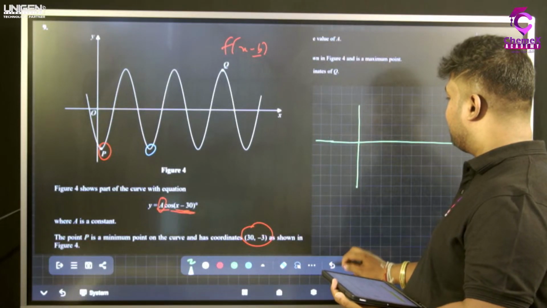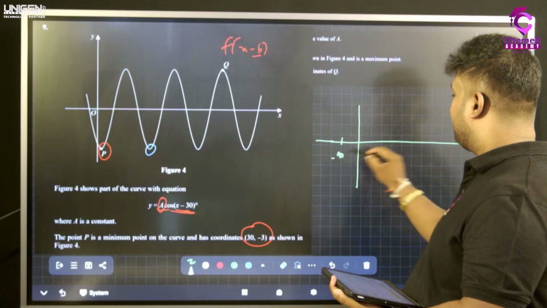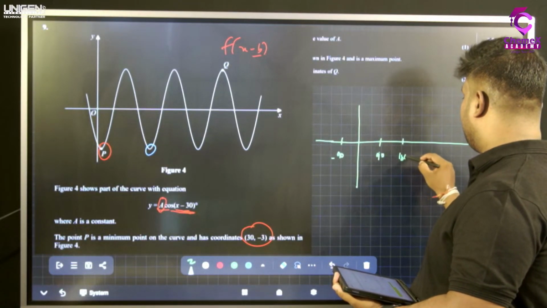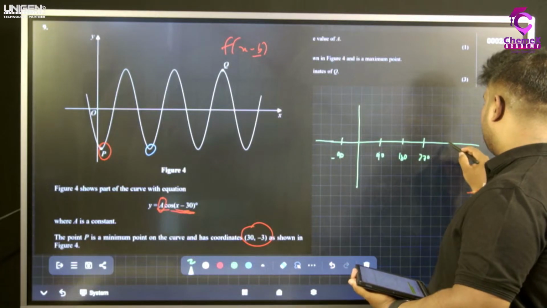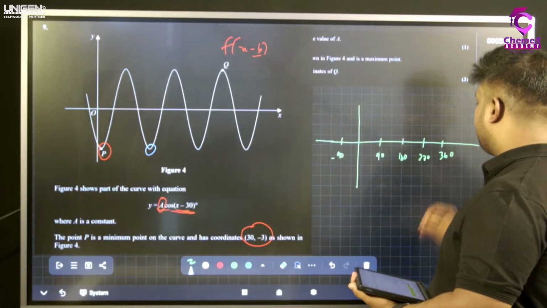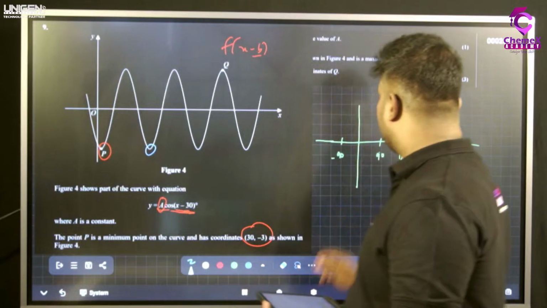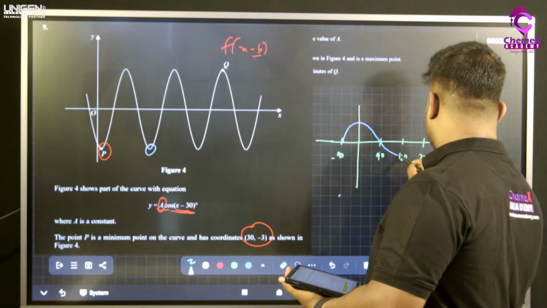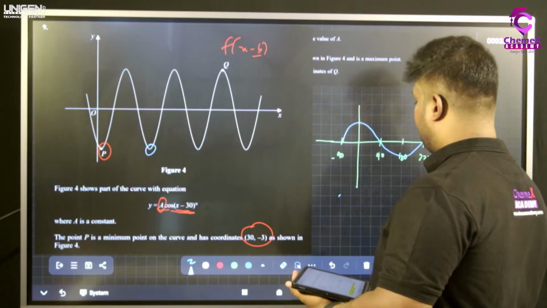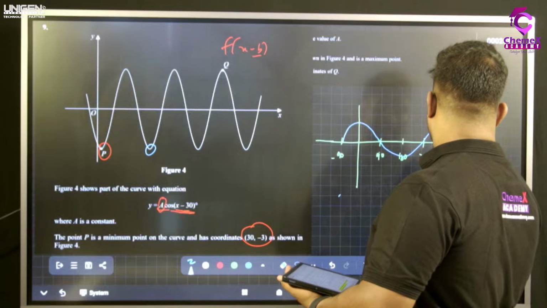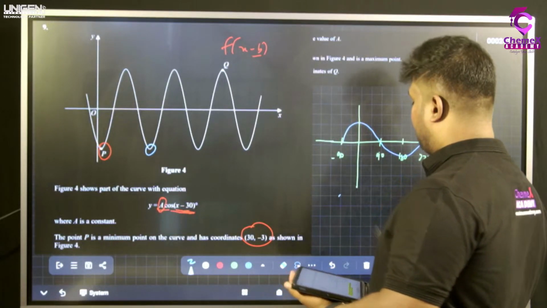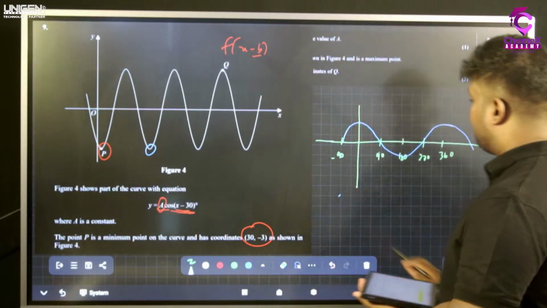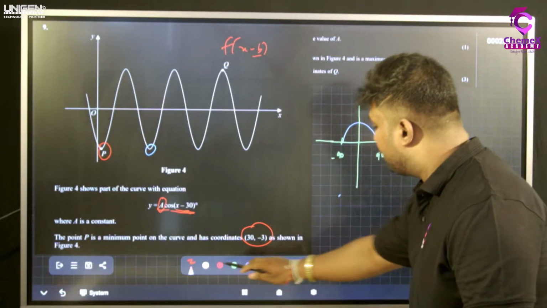No ideas. Okay, 90, 70, 360. So your graph will actually go like this. Okay, it will go like that. Now, since it's been shifted 30 degrees to that side, your same graph will go right.